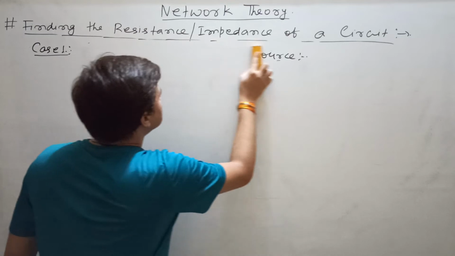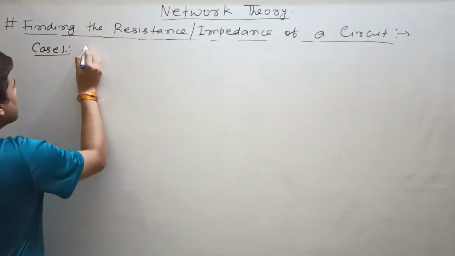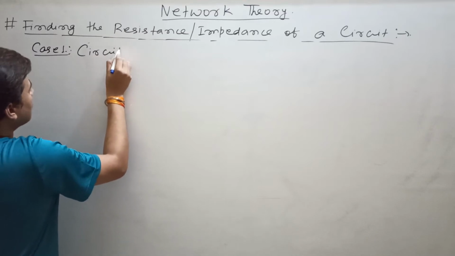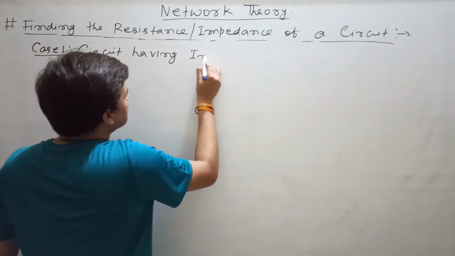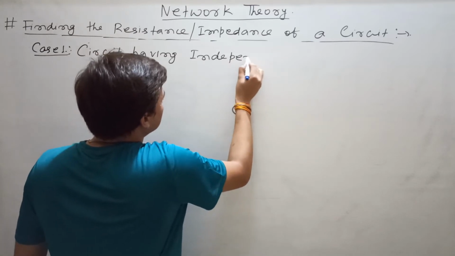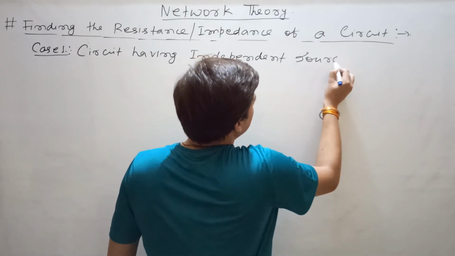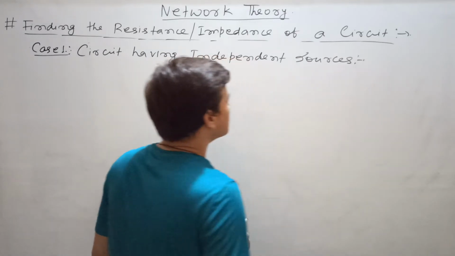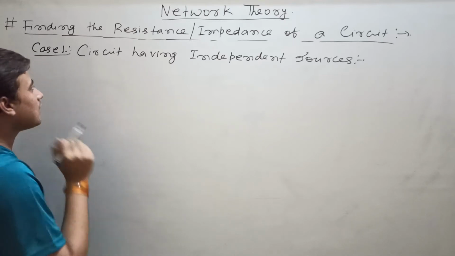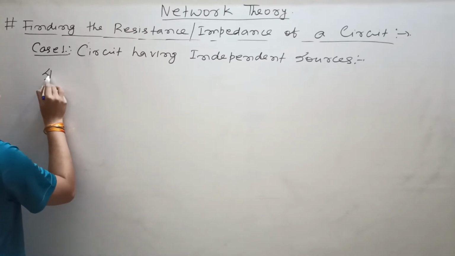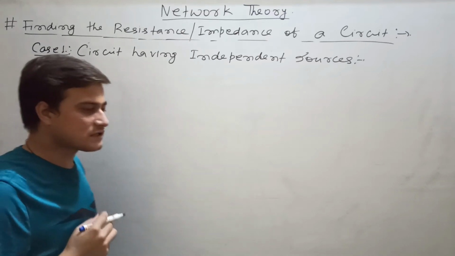Now come to second case. Second case is circuit having independent sources. So if independent sources are present in the circuit, then what we'll have to do? Write the steps to solve the question. So what is the first step?